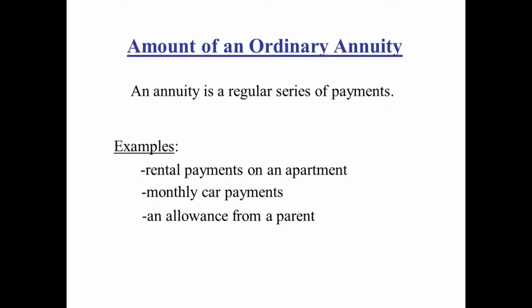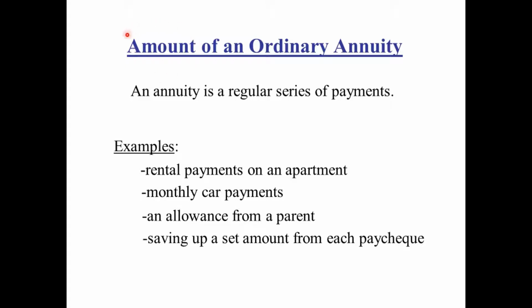When you're a kid and you're getting an allowance from your parents, that is a regular amount of money every week or every month. So that could be considered an annuity. And finally, saving up some money from every paycheck. Let's say a person has a part-time job and decides to save up some money every month from their paycheck and put it in the bank, save it up. That would be a form of an annuity as well.